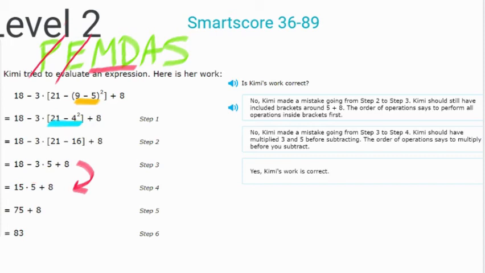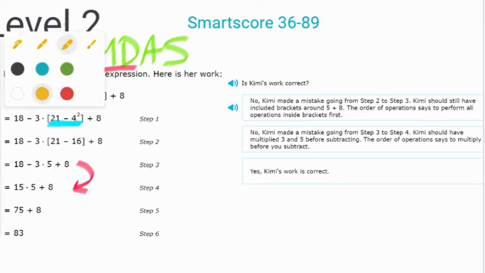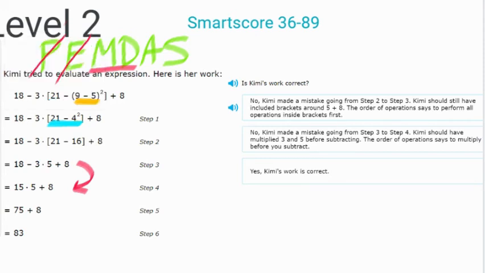So this is actually a mistake. They should have kept the 18 and the minus sign. They should have multiplied first at that stage. So yeah, there's a mistake there, going from step 3 to step 4. And that would be this middle option, right? Yep, Kimi should have multiplied 3 and 5 before subtracting.